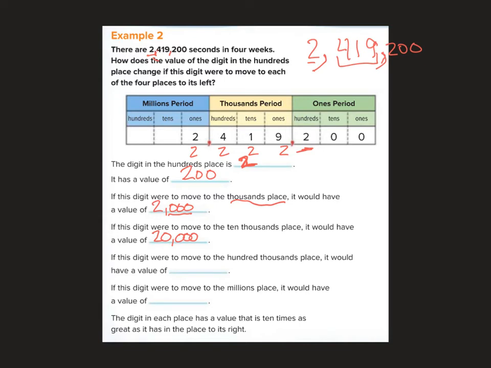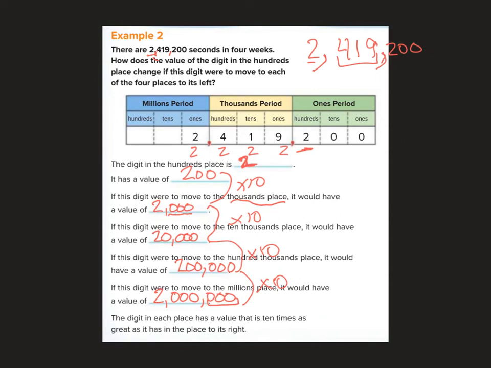So if this digit were to move to the 100,000s place, it would have a value of 200,000. If it were to move to the millions place, it would have a value of 2 million. Look at that, we have 2 commas, right? Because each group of 3 is a period, and then we have to put a comma in there. How cool is that? The digit in each place value has a value that is 10 times as great as it has in the place to its right. So each time we go up, we're multiplying by 10.